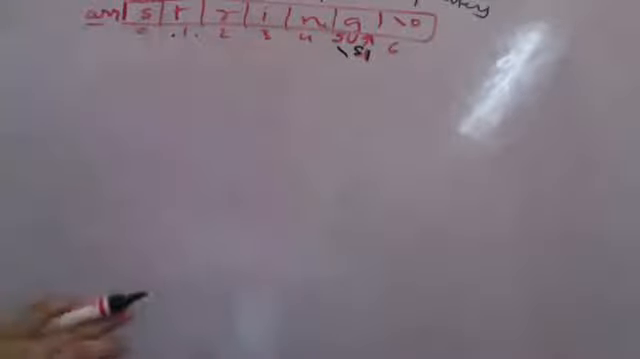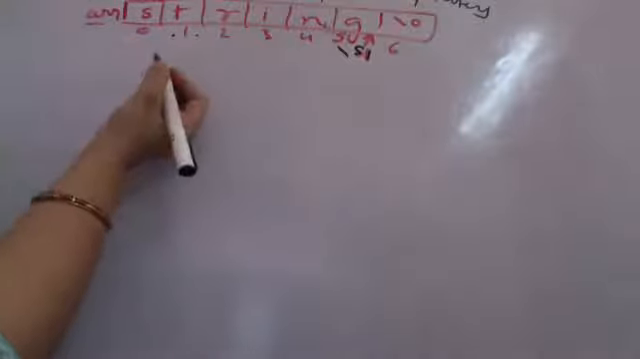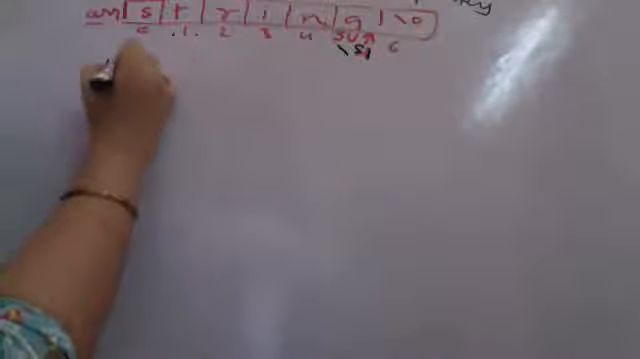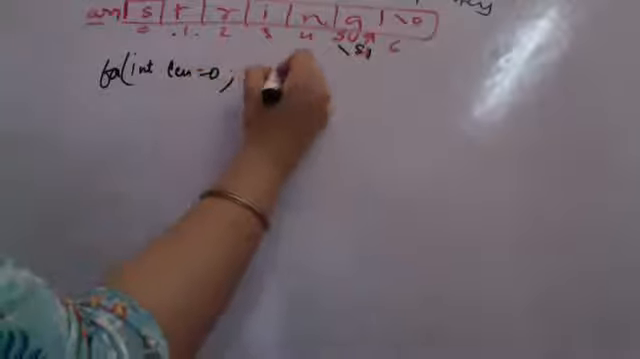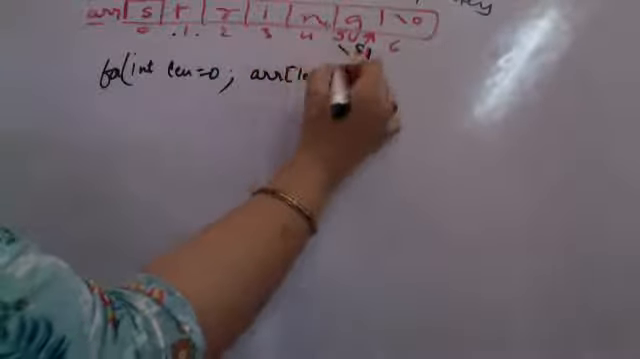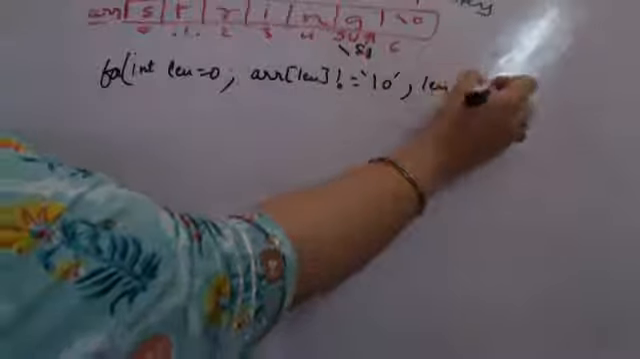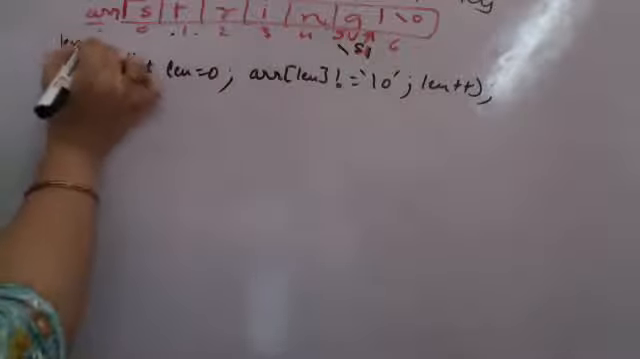We create another loop and we have to run the loop till half the length of the string. You can calculate the length of the string. I am taking an integer length equal to 0. While array of length is not equal to the null character, length plus plus. So by the end of the loop, I will have length equal to 6 since there are 6 elements. So now I have length to be 6.